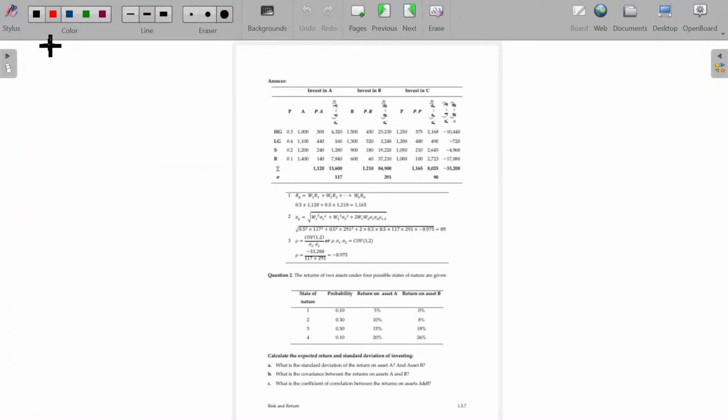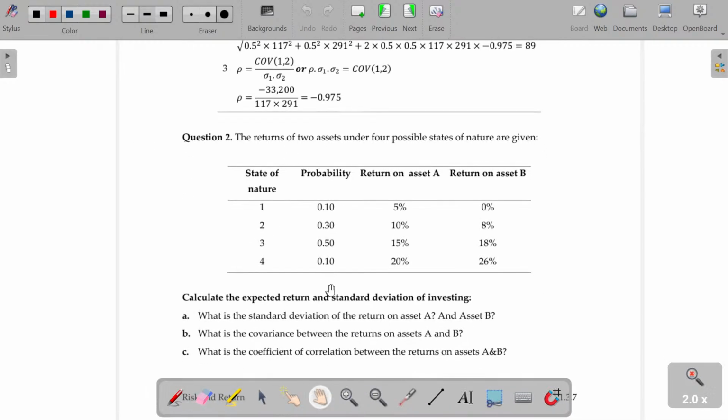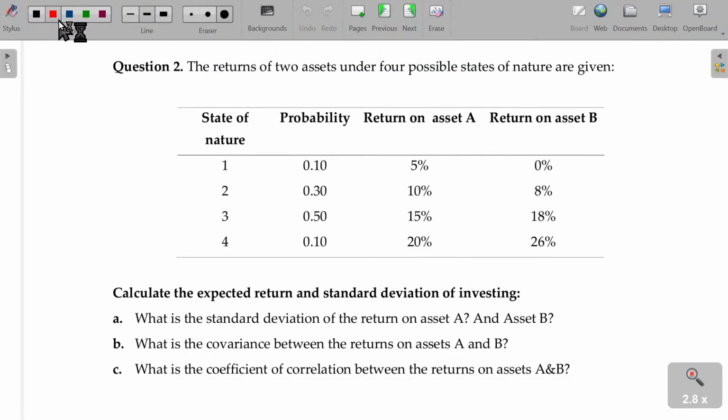So, in case of question number 2, returns of two assets under four possible states of nature are given below. Four possible natures along with the probability. If you are investing in asset A, this will be your return. If you are investing in B, this will be your return.